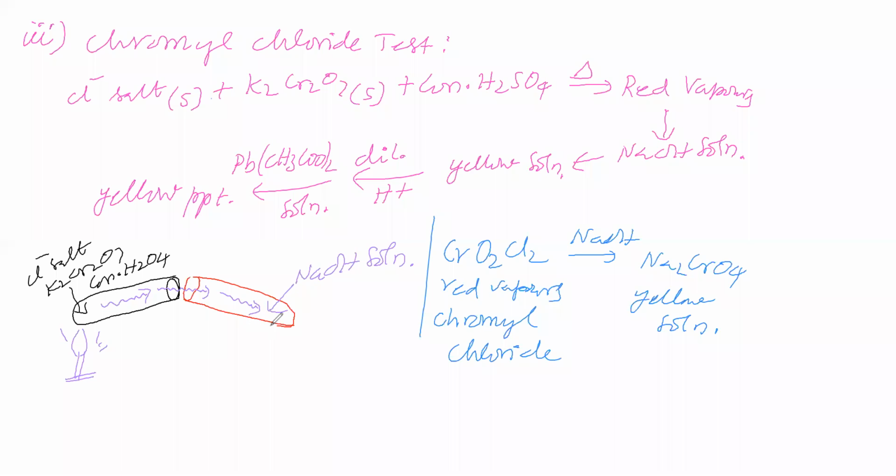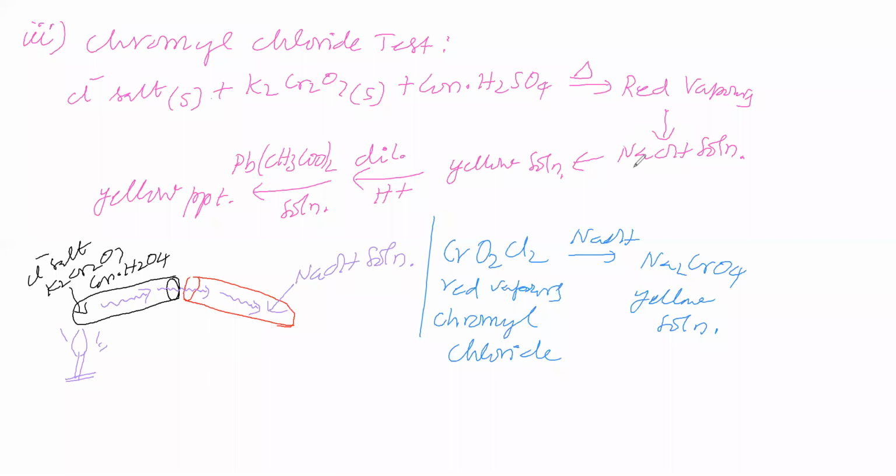How have you taken the sodium hydroxide? In this test tube you have taken sodium hydroxide. Here chromyl chloride is being produced, and that chromyl chloride you are passing here. Now which should be in excess? Should chromyl chloride be in excess or sodium hydroxide be in excess? Better to take sodium hydroxide in excess.